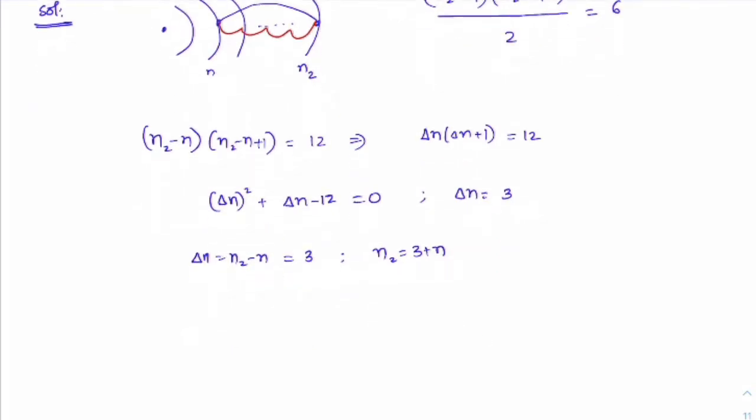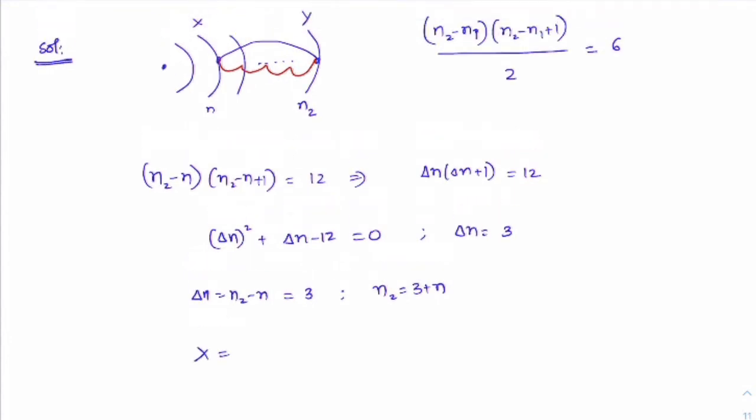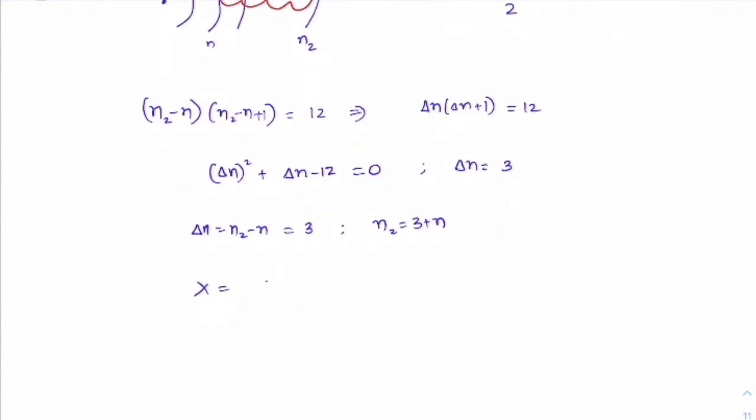Therefore the energy which was there when it was in n was 13.6 Z² by n², which is the energy in electron volts, and when it comes to y, which is 13.6 Z² by (3 + n) whole square, that is also in electron volts.